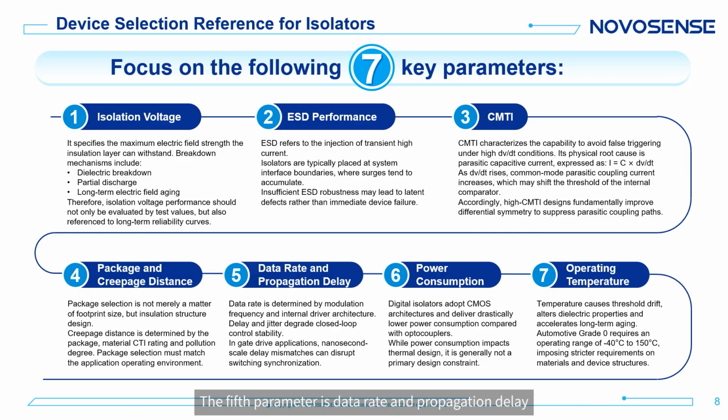The fifth parameter is data rate and propagation delay. In gate driver applications, even nanosecond level delay mismatches may affect switching synchronization. The sixth parameter is power consumption. Because digital isolators are based on CMOS architectures, they generally consume significantly less power than traditional optocouplers. Although power consumption influences thermal design, it is usually not the primary selection criterion.